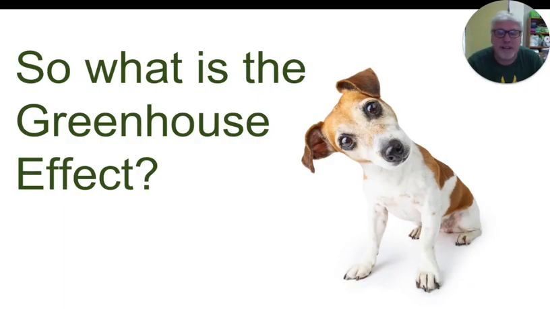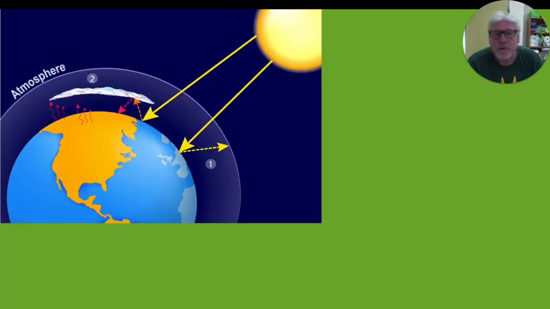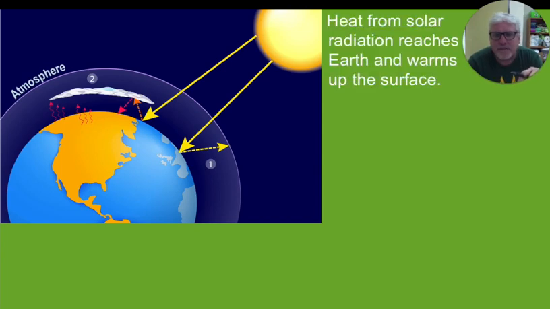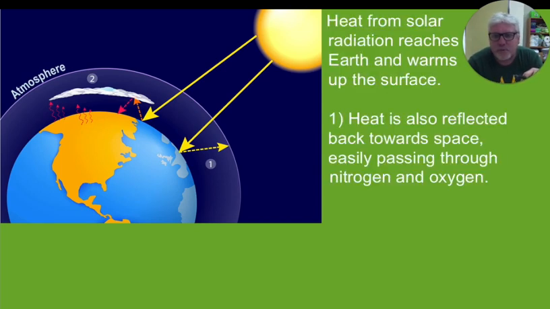So what is the greenhouse effect? Well, here's a diagram that gives us some ideas, okay? We can see two big yellow arrows coming from the sun, and that shows heat from the sun that's moving in and striking the earth. And some of it is reflecting back off the earth and into the atmosphere. That's a great thing, okay? It reaches the earth, it warms up the surface.